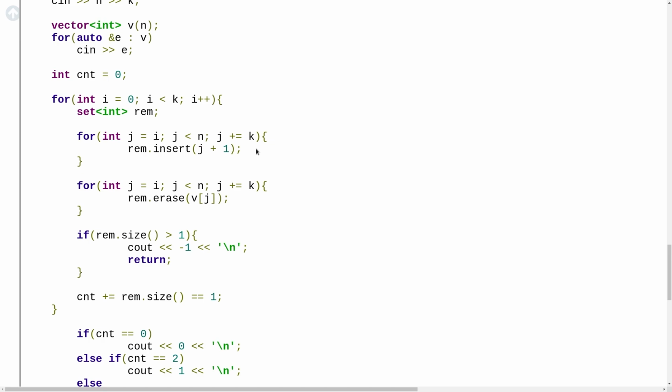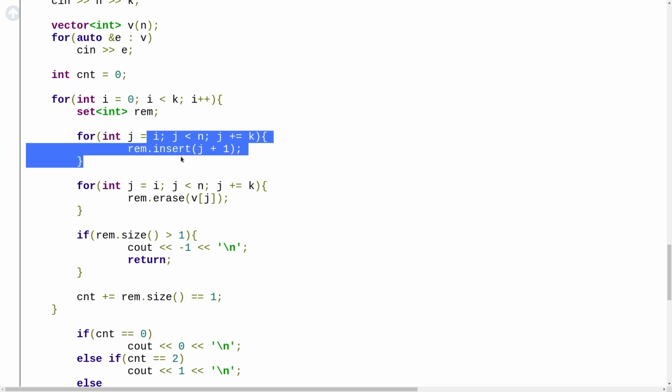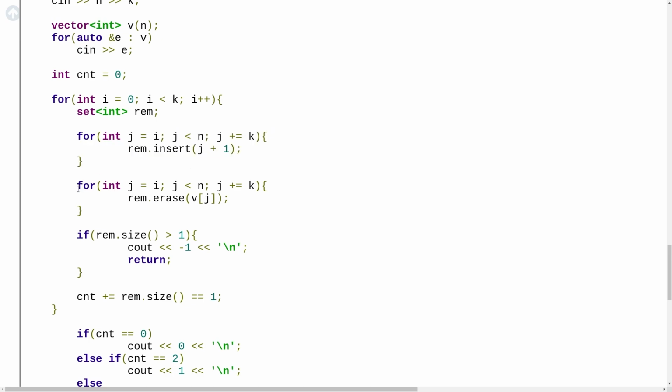So once I have all the elements that should be present in my current component or in the current group, I just add it to my remaining elements. Now I check which of the following elements are actually present in their group. So there are some elements that should be present, and there are some elements which are actually present. So I just remove all the elements, I just erase them from the set which are actually present in my array. So if the size of remaining elements is greater than 1, that means there are more than 1 elements which do not belong to this particular group, then the answer would be straight away -1, right?